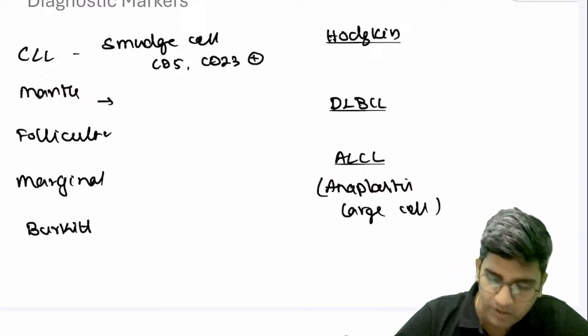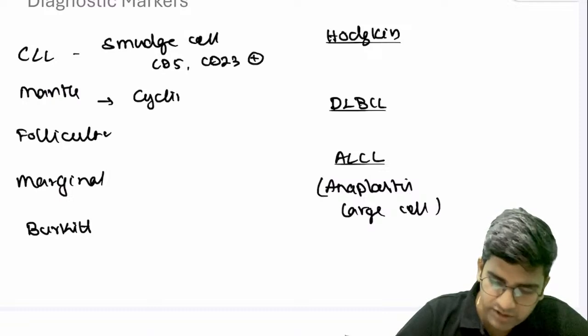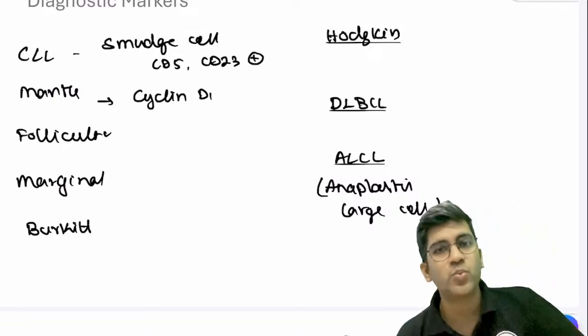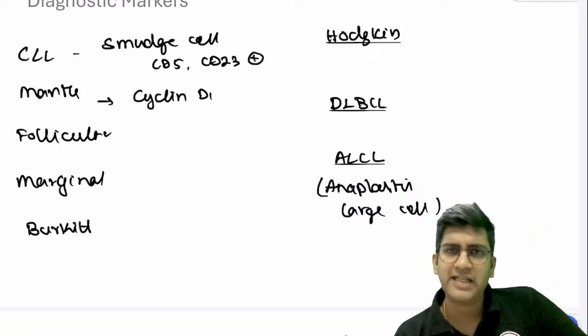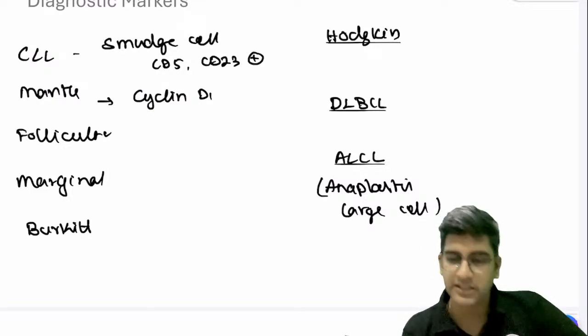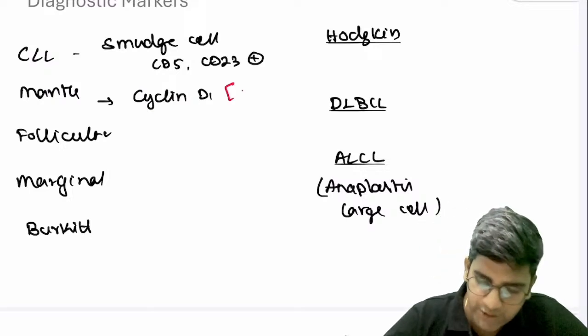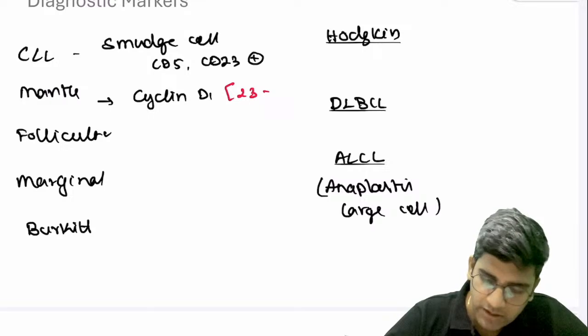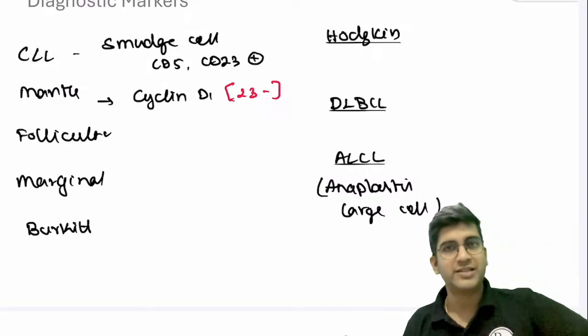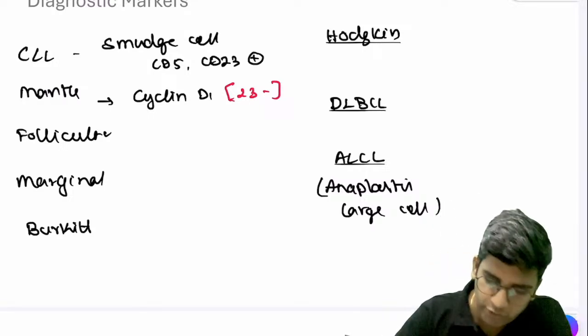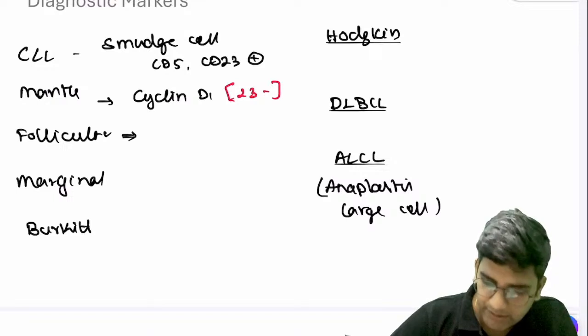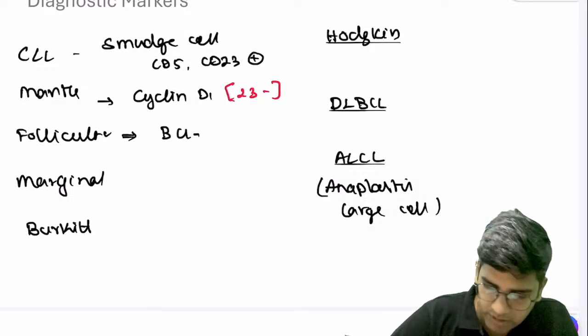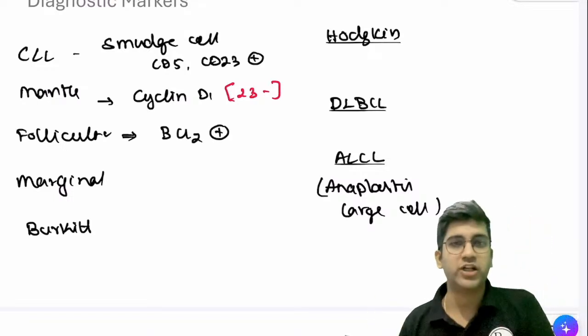Mantle: only one marker I am more inclined towards, cyclin D1. Don't worry about 5 and 23. Mantle is CD5 positive, CD23 negative. Doesn't matter; if you want, you can add it. But the most important thing for me is cyclin D1. Cyclin D1 positive has to be mantle. Follicular: it's BCL2. BCL2 positive, it has to be follicular.